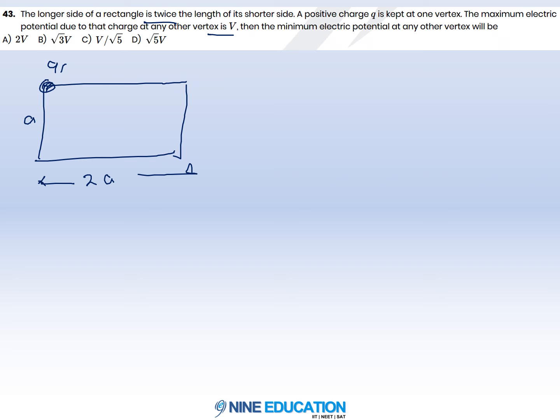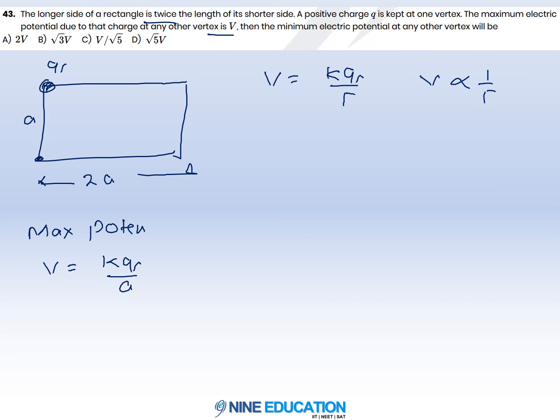So potential due to point charge is KQ by R, which means V is proportional to 1 by R. V is maximum when distance between two vertices is minimum, and V is minimum when distance between two vertices is maximum. So maximum potential is here. Max potential V equals KQ by A.